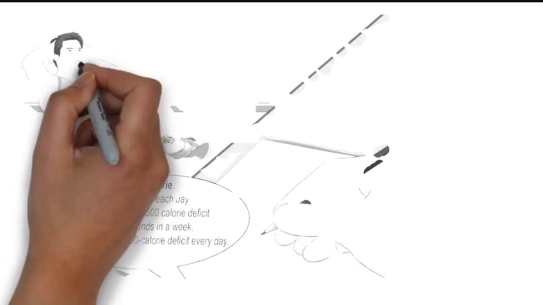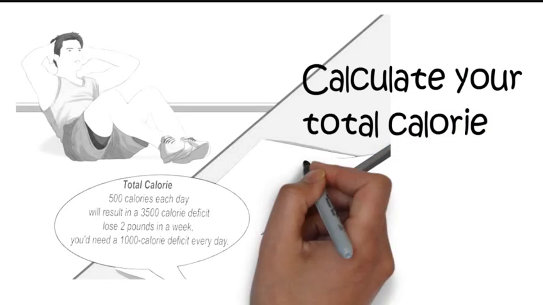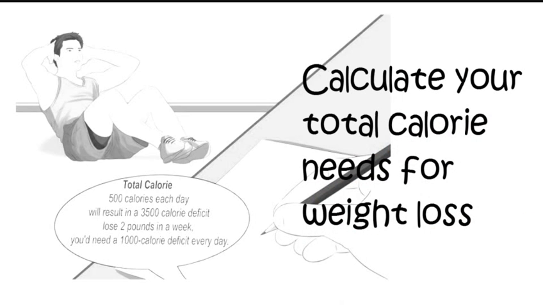3. Calculate your total calorie needs for weight loss. In order to lose 1 pound of fat each week, you must have a deficit of 3,500 calories over the course of a week. Cutting out about 500 calories each day will result in a 3,500 calorie deficit over the course of the entire week. Only aim to lose 1 or 2 pounds per week.